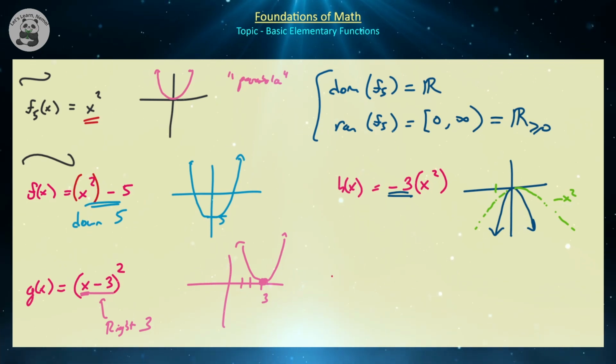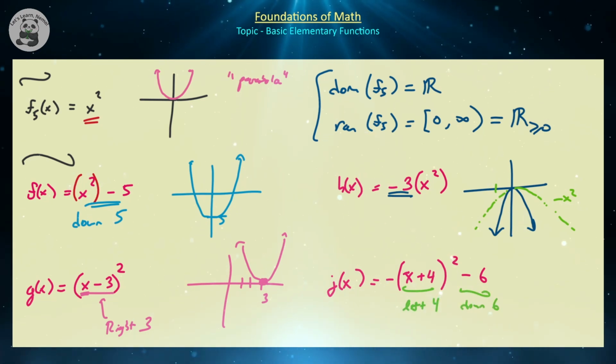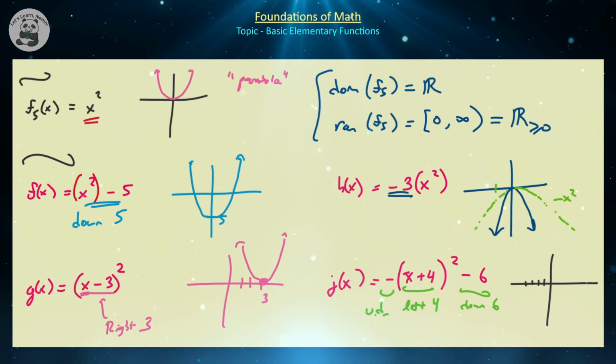And let's do just one more just for fun. So j of x is equal to minus, let's do minus (x plus 4), the quantity squared, minus 6. So this is going to be to the left 4, this is going to be down 6, and that's going to be upside down. So if we were to graph that, it's going to be to the left 4, down 6, so that's where our vertex is going to be, and then it's going to be upside down. So it's going to be something along that line. So that's going to be the graph of our relation j.